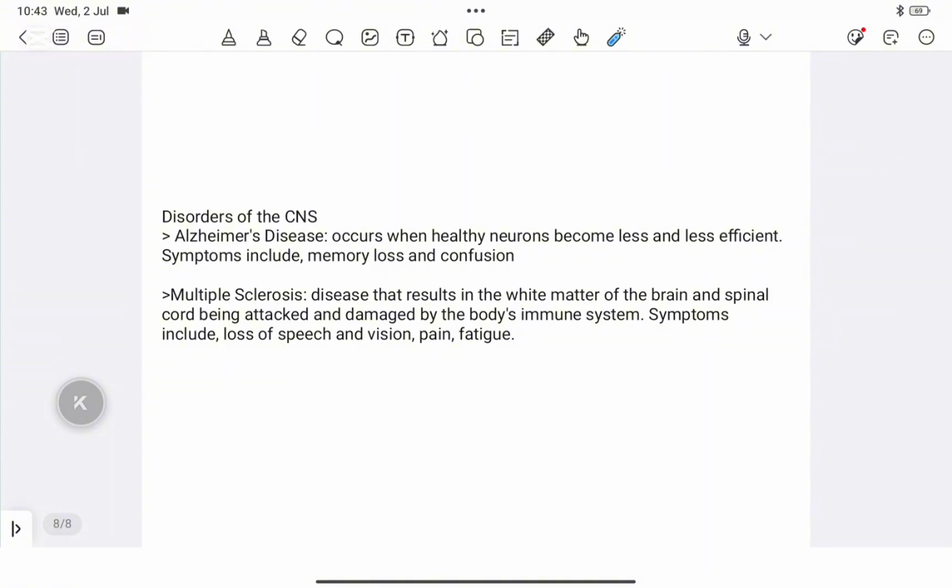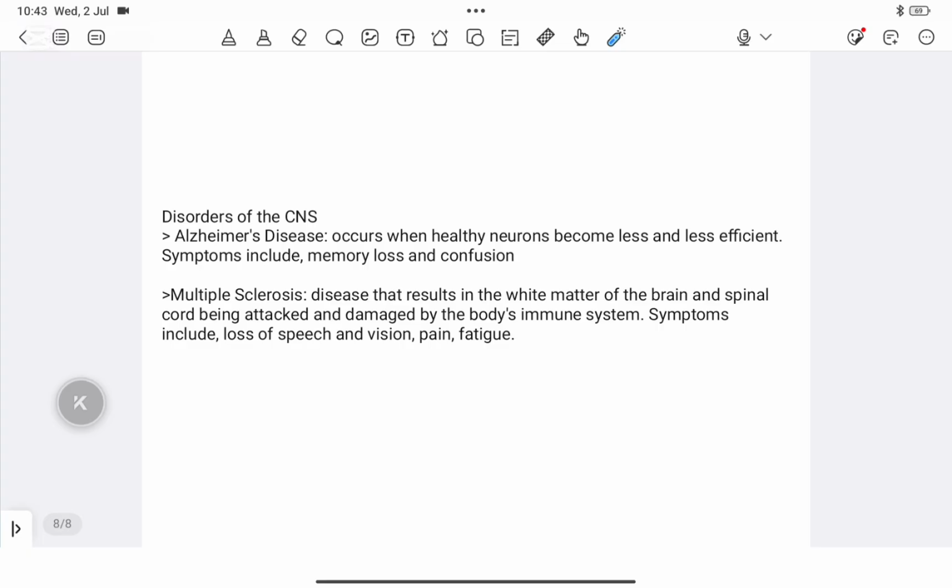We have multiple sclerosis, which is a disease that results in the white matter of the brain and the spinal cord being attacked and damaged by the body's immune system. Remember, white matter and gray matter? So if you understand the spinal cord, you understand what multiple sclerosis is. That's why I'm telling you it's very, very important.